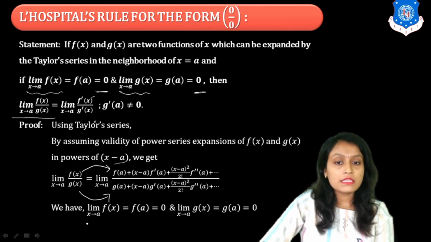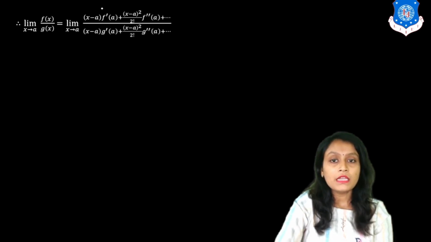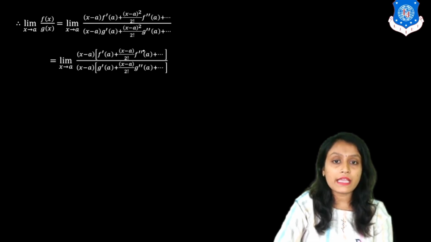Now we know limit x tends to a f(x) is equal to f(a), that is equal to 0, and limit x tends to a g(x) is equal to g(a) is equal to 0. So we will substitute 0 for f(a) and g(a). So you will get limit x tends to a, (x minus a) f dash a plus (x minus a) whole square upon 2 factorial f double dash a plus so on, and in the denominator you will have (x minus a) into g dash a plus (x minus a) whole square upon 2 factorial g double dash a and so on. Now we will take x minus a common, and we will cancel it.